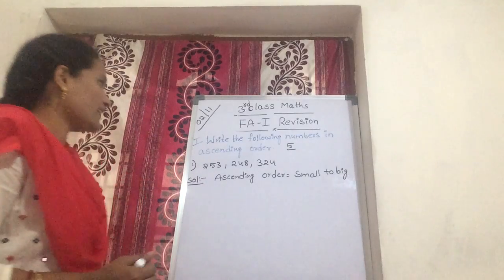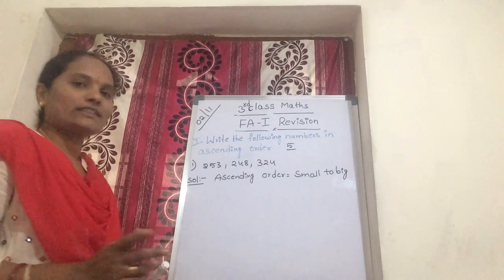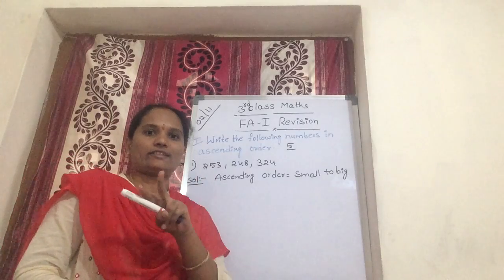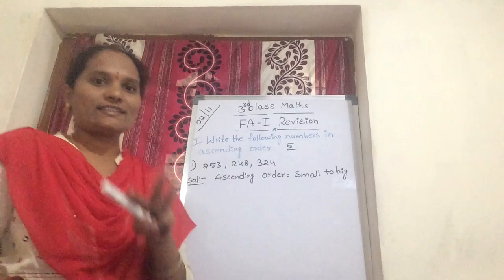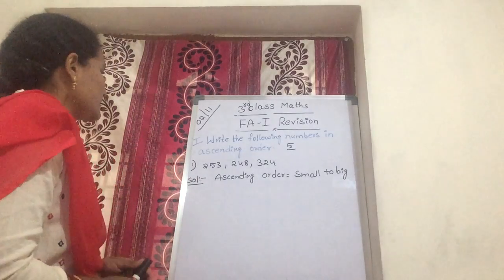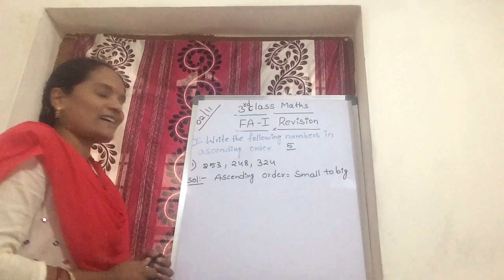First week, write the following numbers in ascending order. What is the portion? First and second chapters. Your portion for FA1 is the first and second chapters. Now, first week, write the following numbers in ascending order.